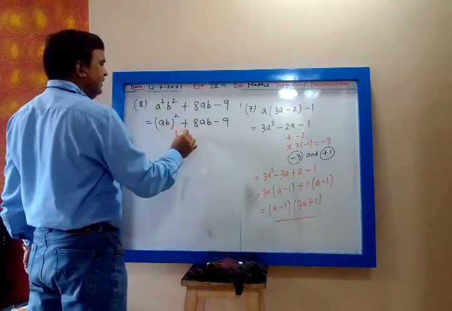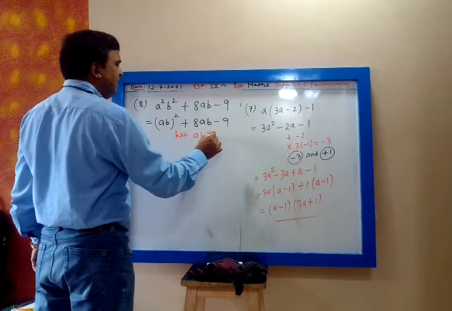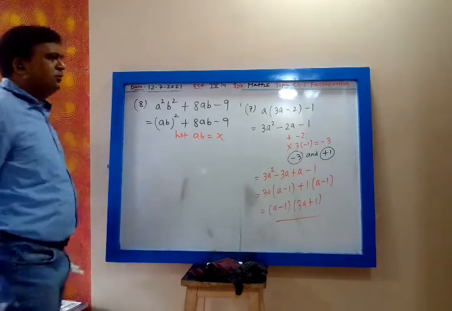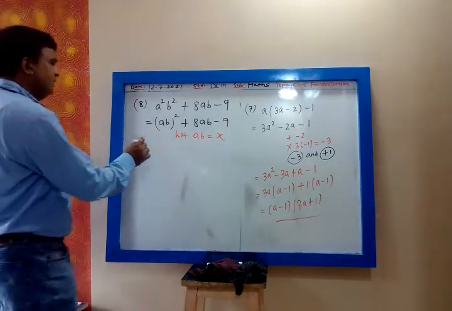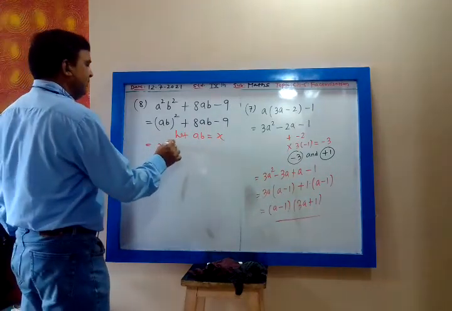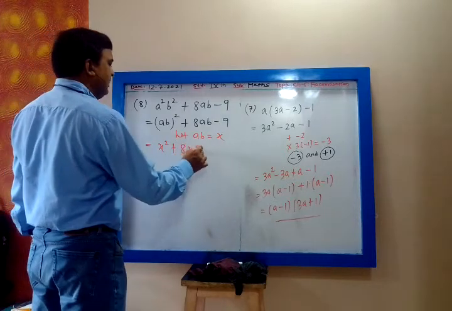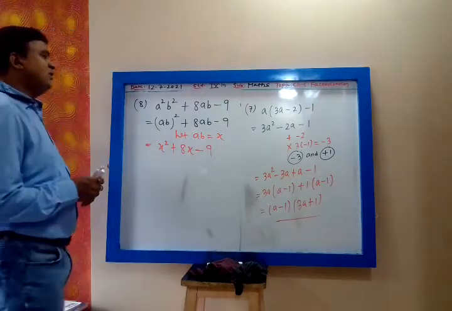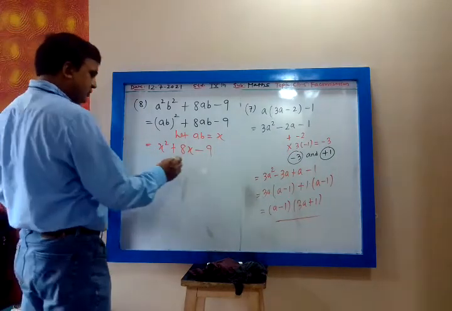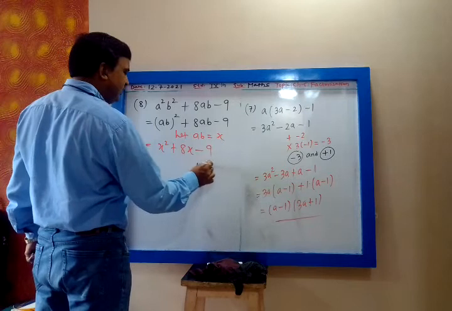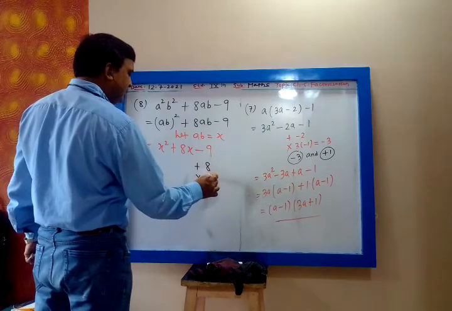Let ab be equal to x. You take as x. Two variables are there, you can convert them into one variable. ab is x. So this becomes x square plus 8x minus 9. Now this is the quadratic. Coefficient is 1. So find two numbers whose sum is 8, product is minus 9.